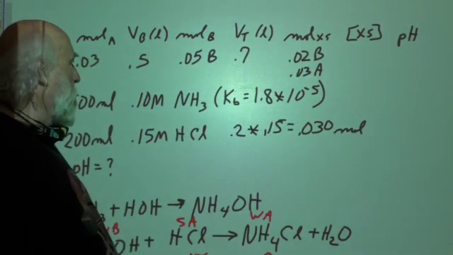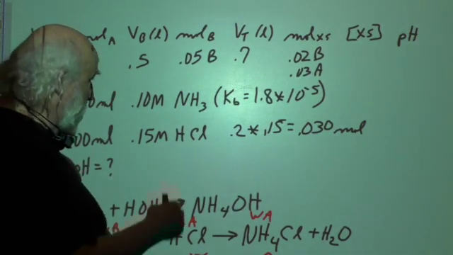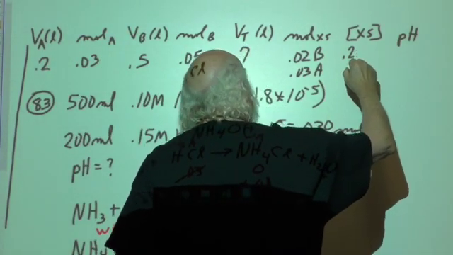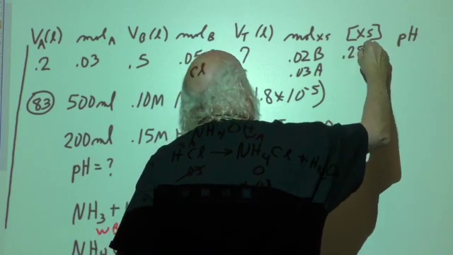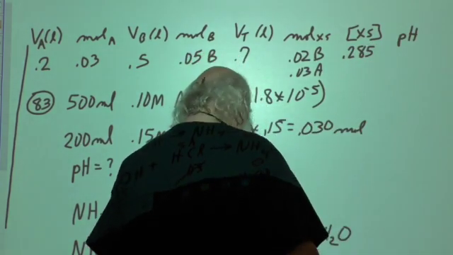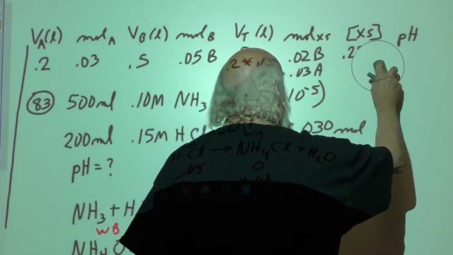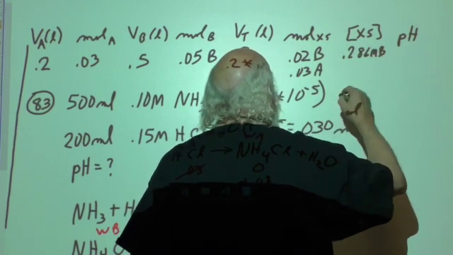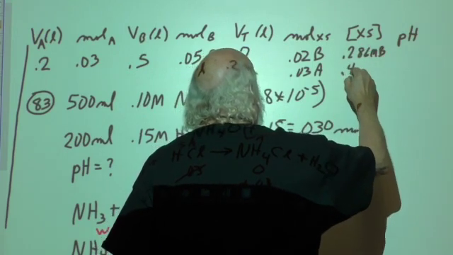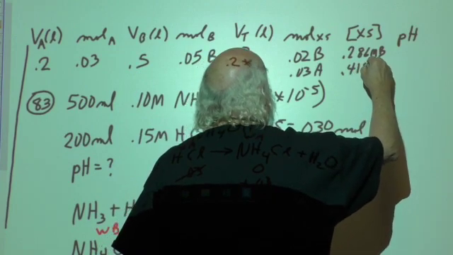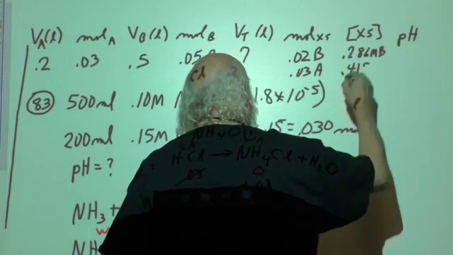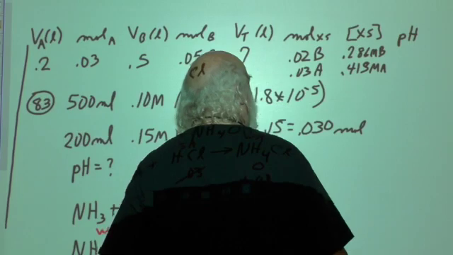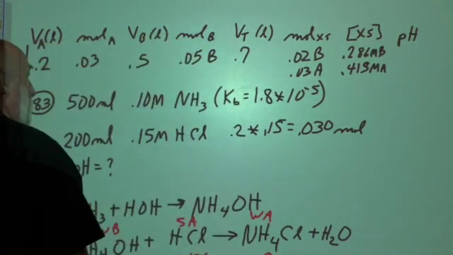We are now going to divide both by 0.7 liters, and this is going to give us 0.286 moles per liter of base, and this is going to give us 0.413 moles per liter of acid. Now we're ready to use Henderson-Hasselbalch.